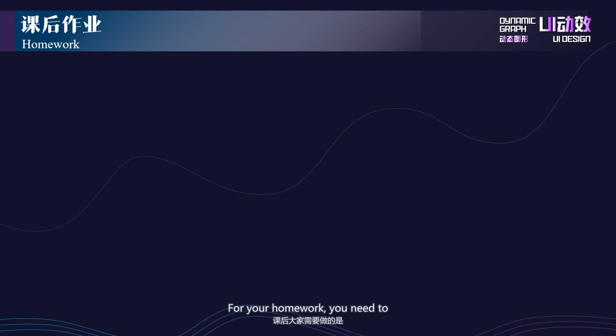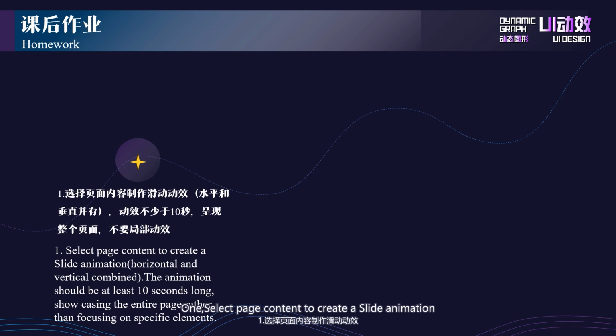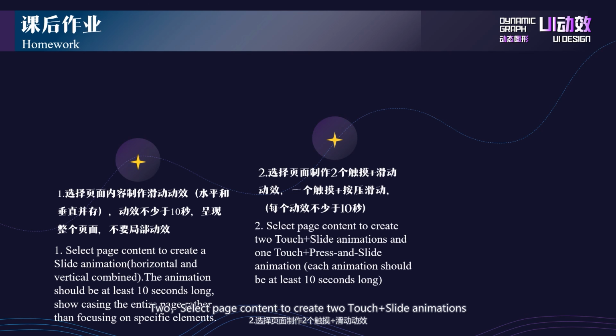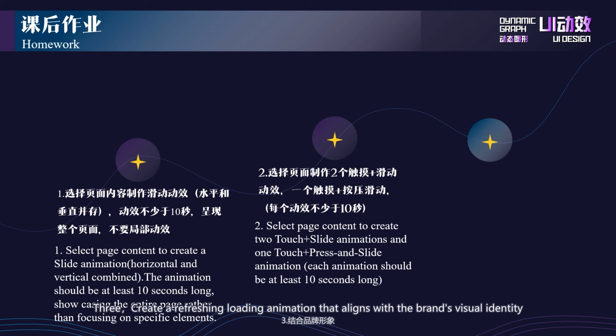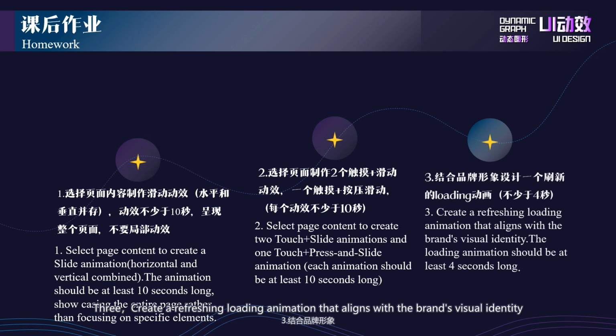For your homework, you need to: 1. Select page content to create a slide animation, horizontal and vertical combined. The animation should be at least 10 seconds long, showcasing the entire page rather than focusing on specific elements. 2. Select page content to create 2 touch plus slide animations and 1 touch plus press and slide animation. Each animation should be at least 10 seconds long. 3. Create a refreshing loading animation that aligns with the brand's visual identity. The loading animation should be at least 4 seconds long.